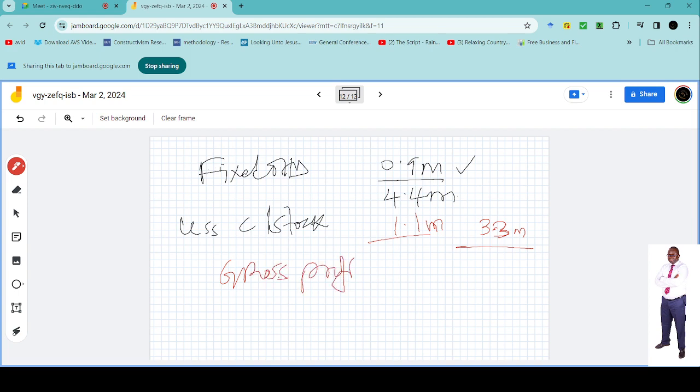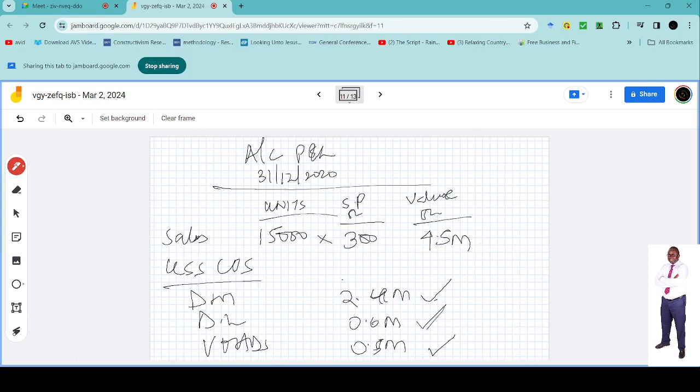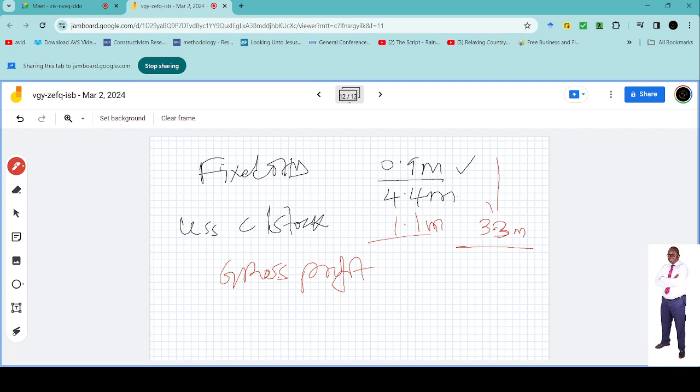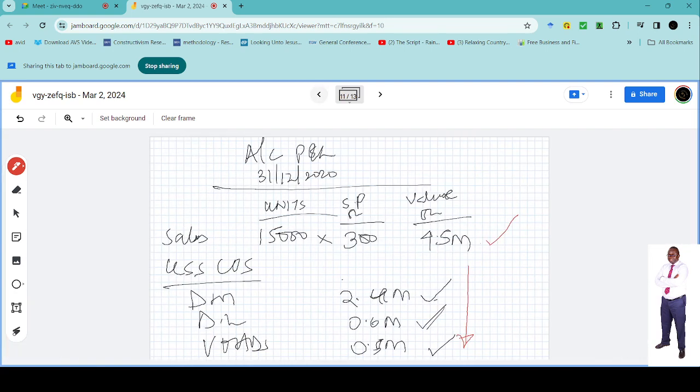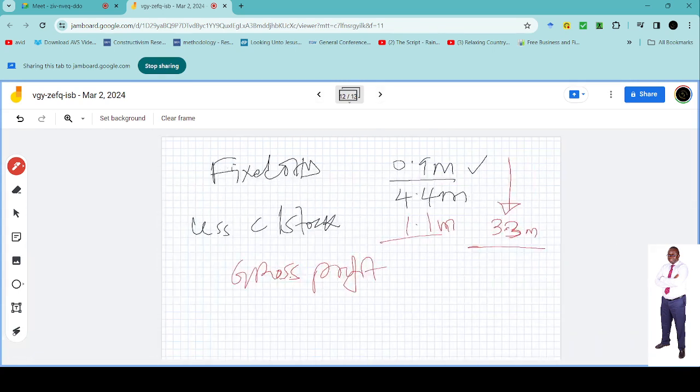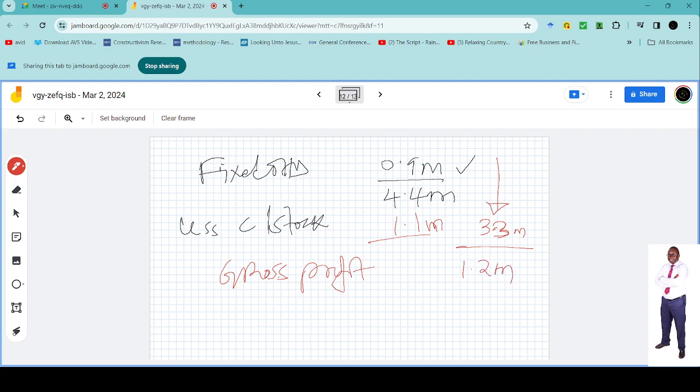Our gross profit. And remember, our sales, we had calculated the figure here is 4.5 million. That's what we are subtracting to what is down here. So 4.5 minus 3.3. We get our gross profit of 1.2 million. So that's what we have there as gross profit.